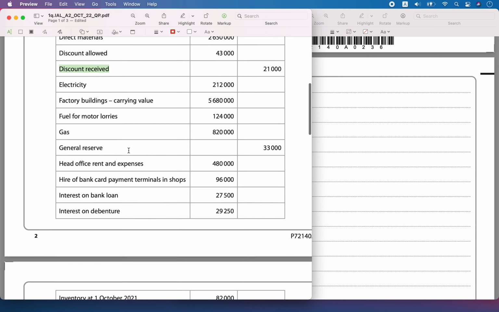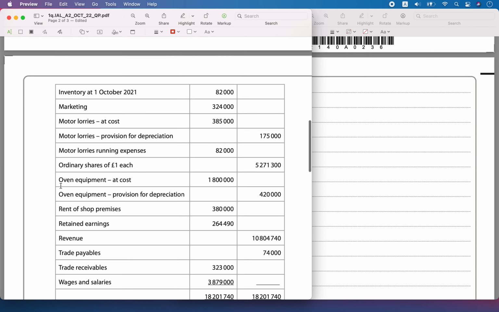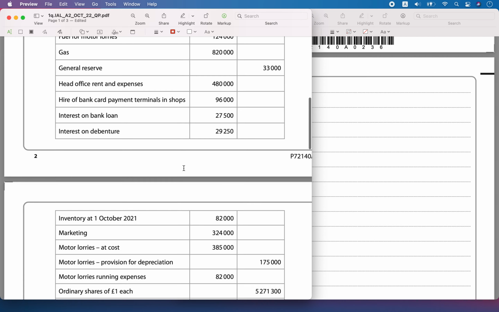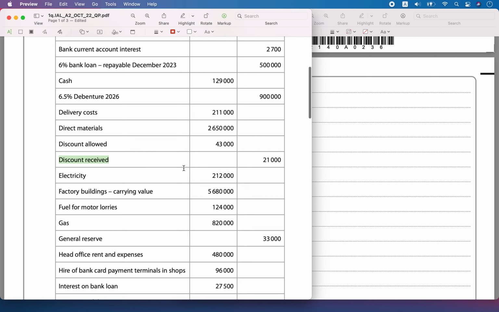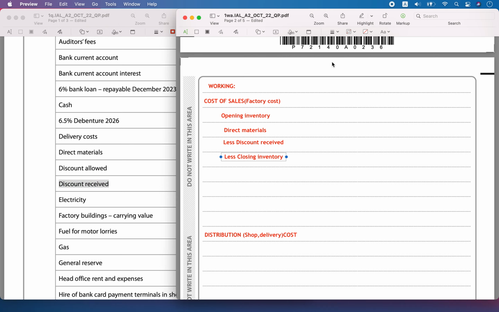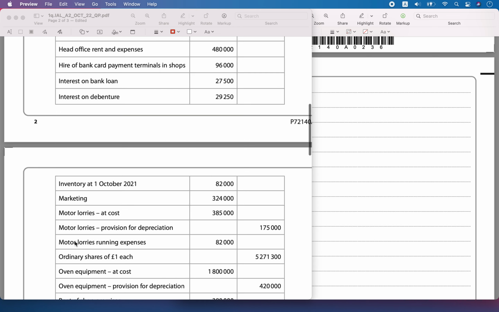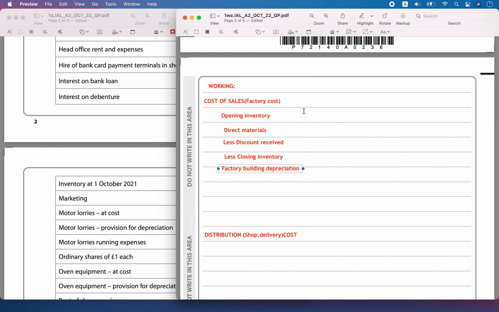Then you have the factory expenses. So if you see, they have a factory and they have also used ovens, two things they are using. So you will have to calculate the expenses incurred for this, and we can see that the factory depreciation and oven depreciation will happen, because you are using the factory building depreciation, factory building depreciation, then oven equipment depreciation.